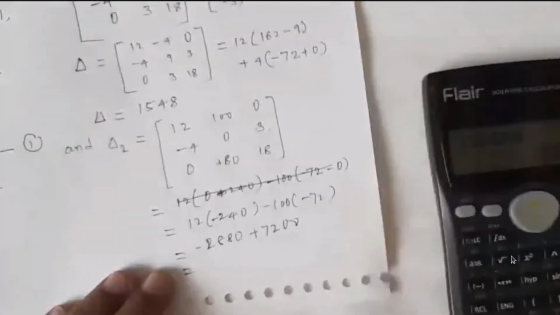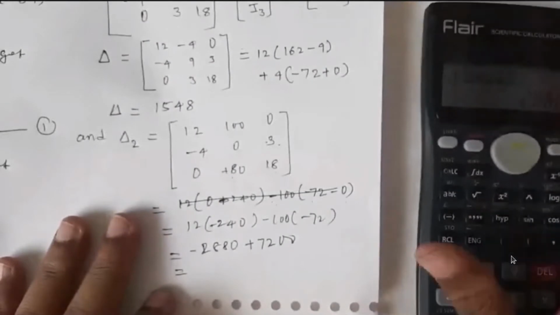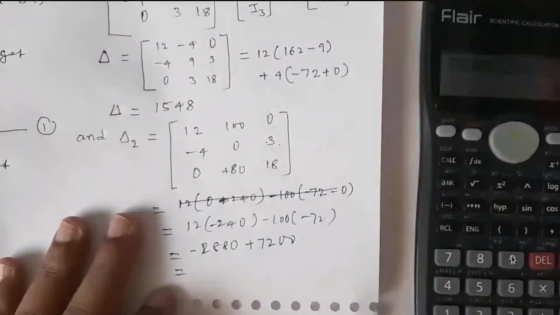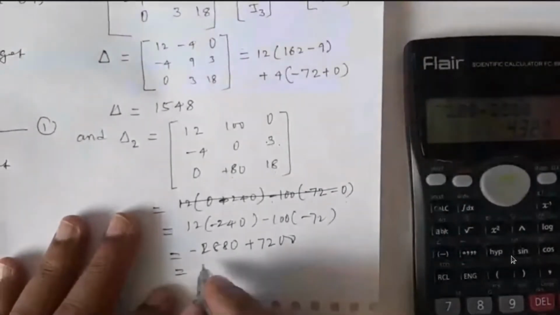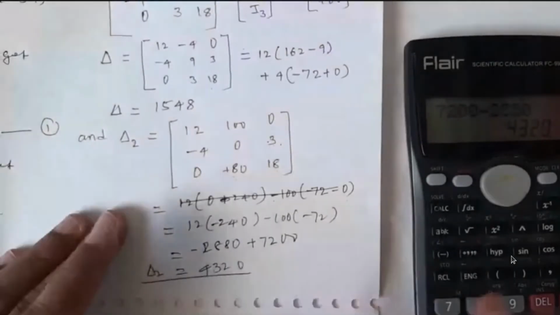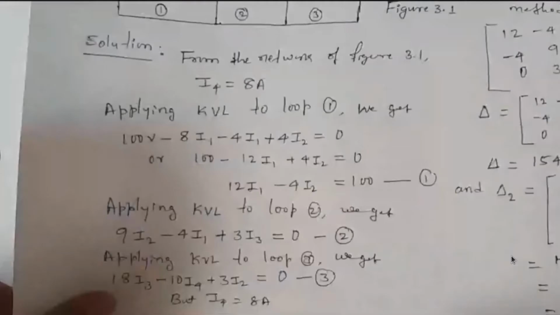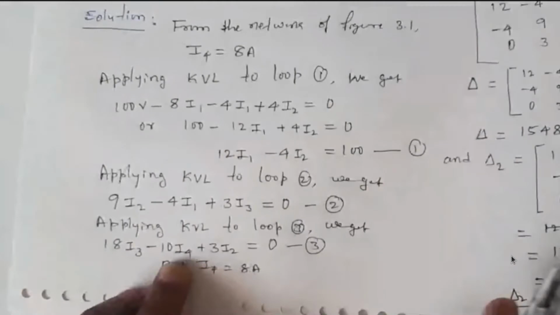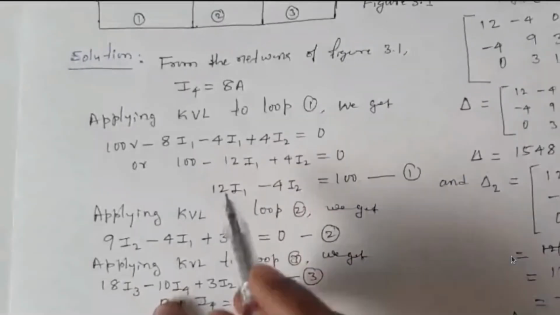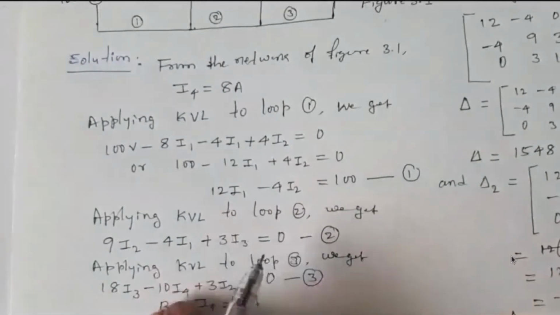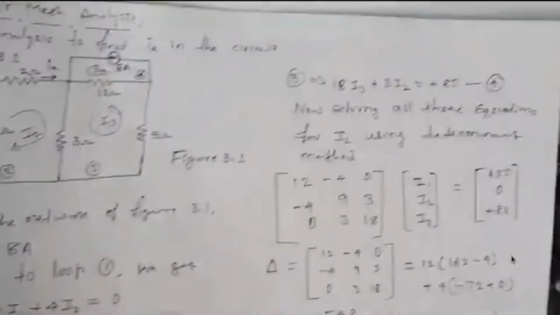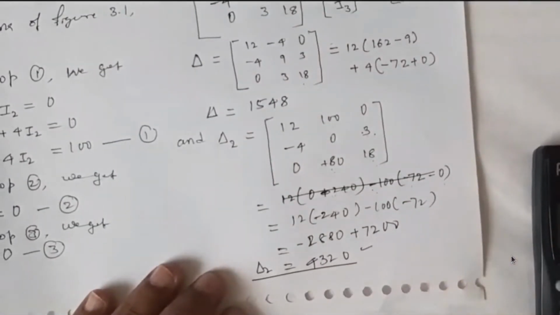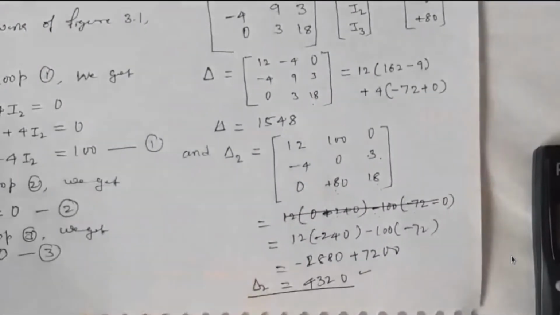And this is equal to, so how much do you get? 7200 minus 2880 is equal to 4320. So delta 2. So dear students, the mistake was just here, in equation 3. If we substitute the I4 value, I4 is 8, so 8 into 10 is 80. If it is on this side, it is minus 80, but because we have taken the right side, it is plus 80. So here delta 2 is 4320.